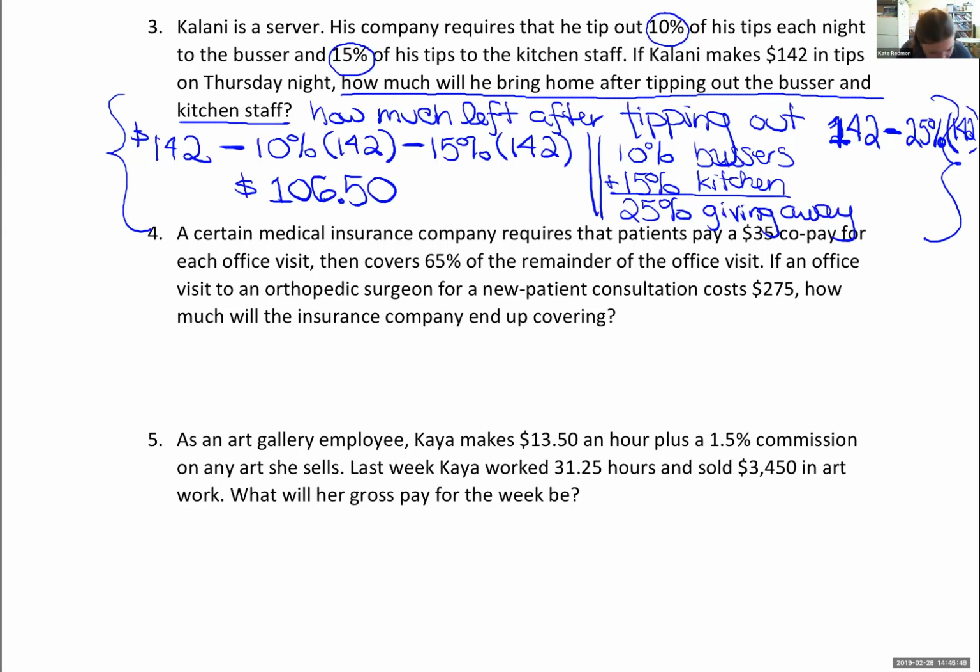142 minus 25% of means times 142. And you can see the same answer. We should get the same answer unless Kate types something wrong.